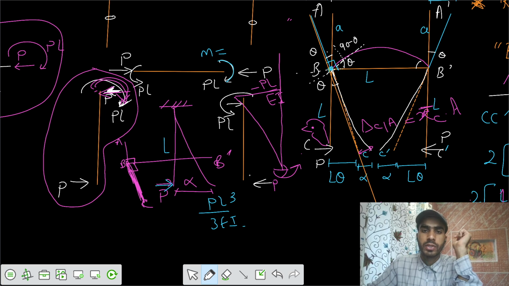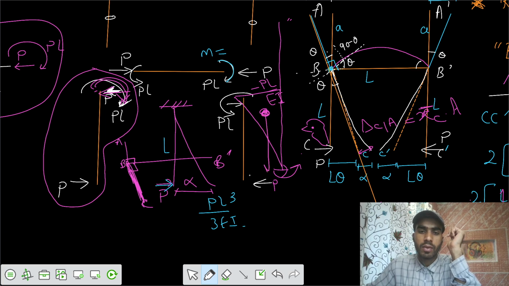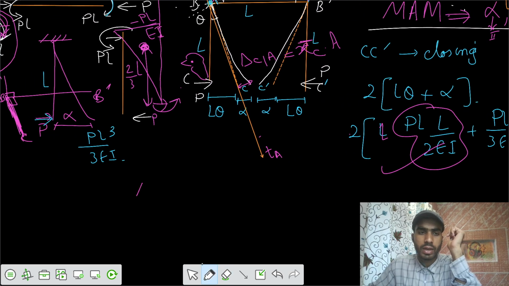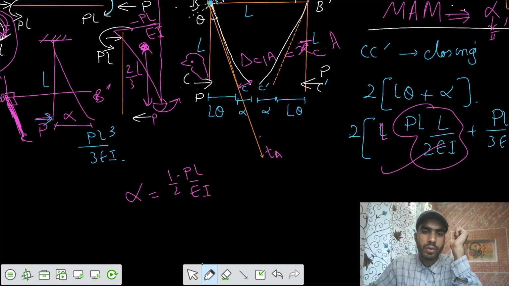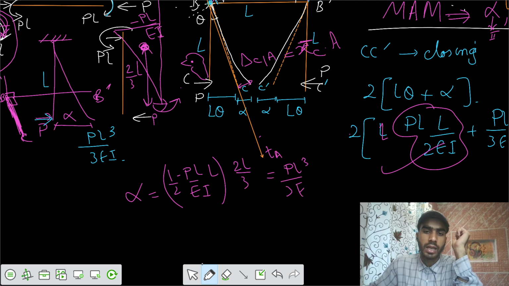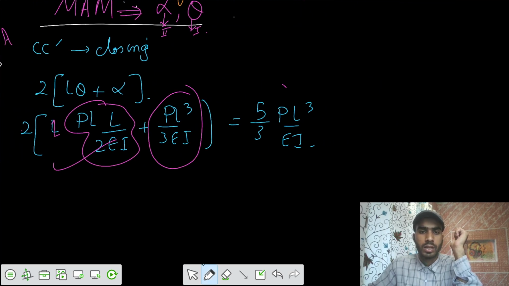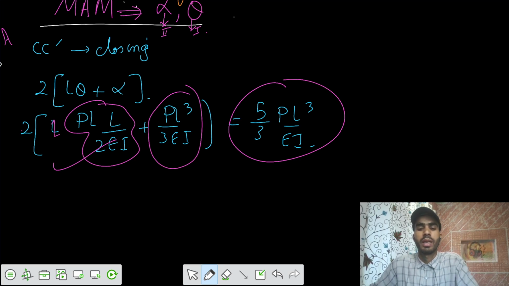Then after that, it would remain a straight line in this fashion. So the centroid is here. From the point C, we can say this is the centroidal distance of 2/3 of L. So we can write the area, alpha equals 1/2 PL by EI negative, 1/2 PL by EI into length L into 2L by 3. That's PL cube by 3 EI. We can keep the magnitude PL cube by 3 EI. That's also the same here, PL cube by 3 EI. So finally you can get the same value of 5/3 PL cube by EI.